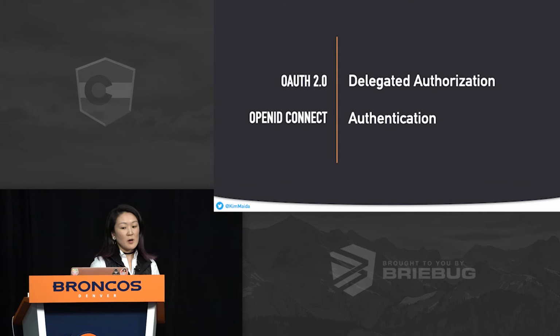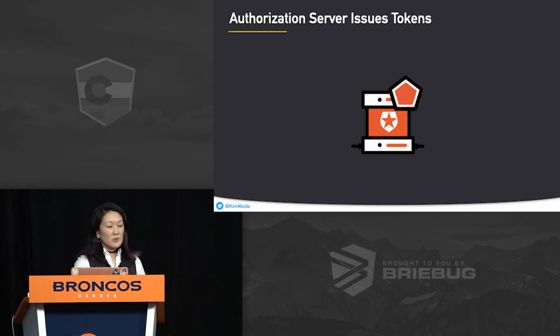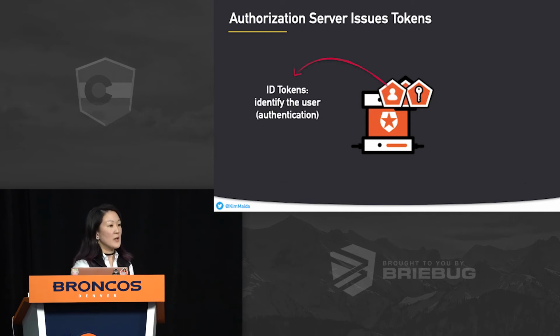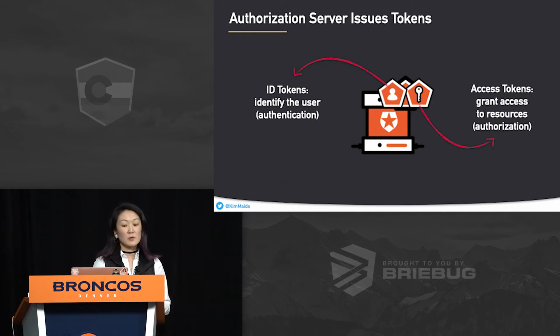So again, to be really clear, OAuth 2 is about delegated authorization. OpenID Connect is authentication. OAuth 2 doesn't deal with authentication. So if people say authentication with OAuth 2, it's an erroneous statement. It's not correct. So we know that the authorization server is capable of issuing tokens. And it can actually issue several different types of tokens. This includes ID tokens, which contain identifying information about the user. And this is for authentication. It can also issue access tokens, whose purpose is to grant access to resources. And this is authorization.